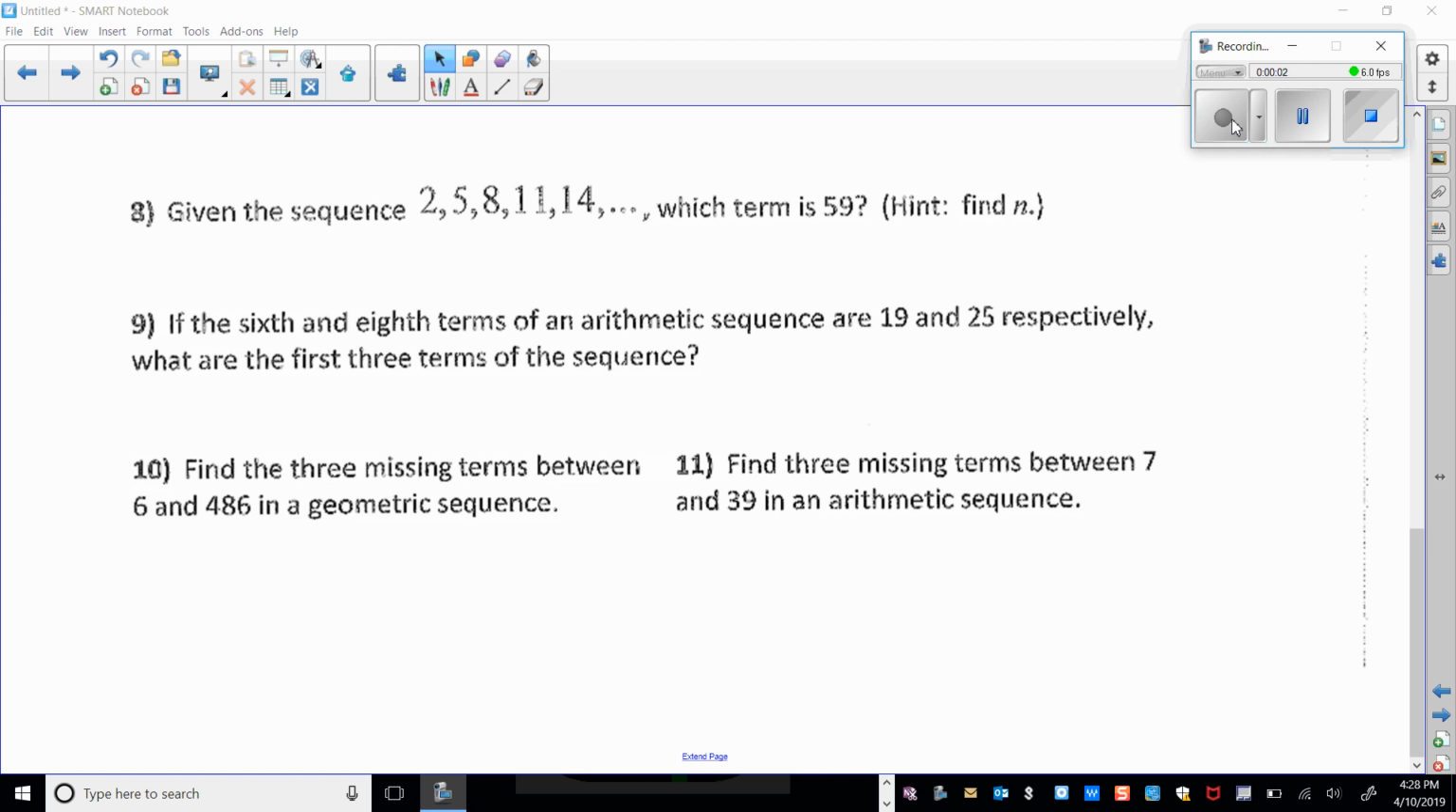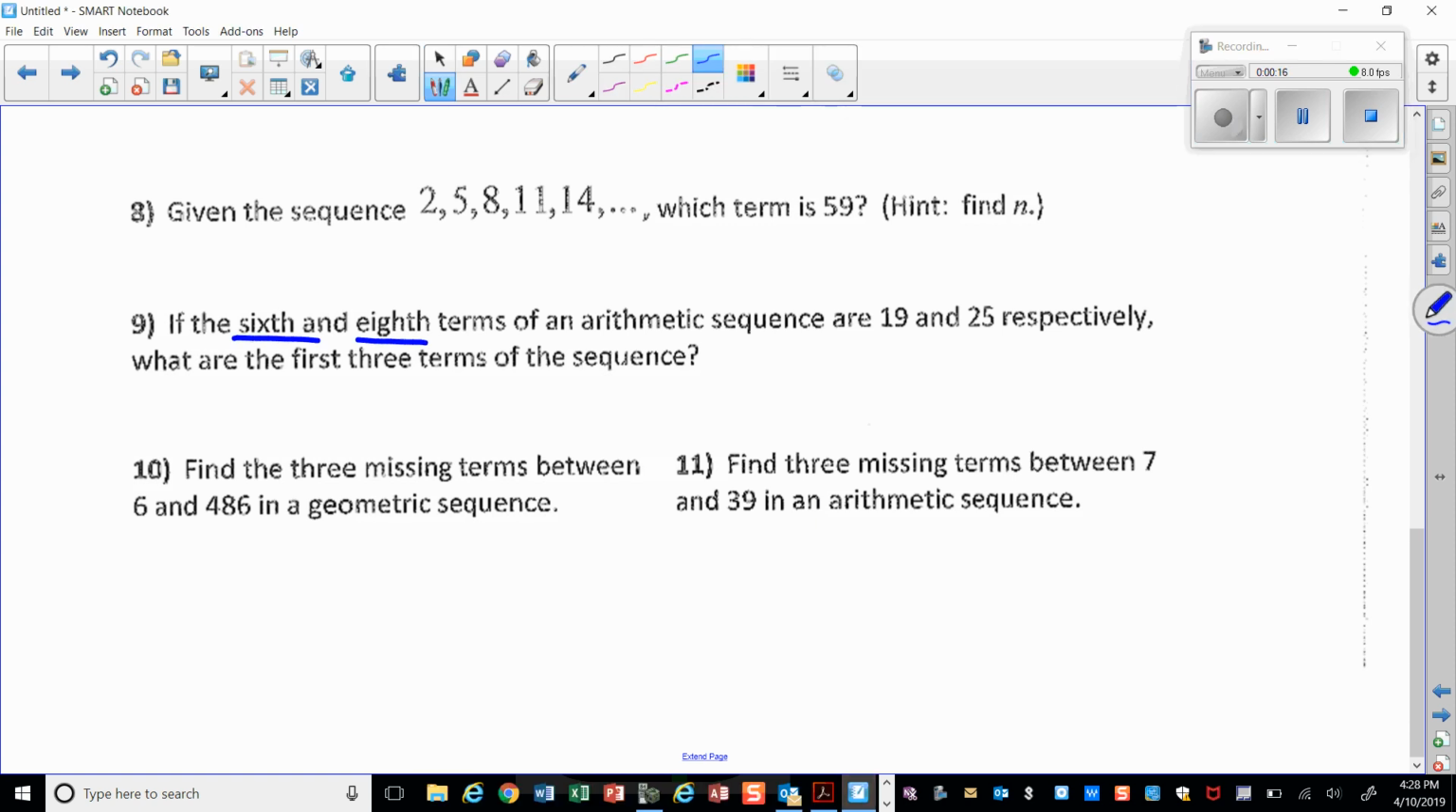Okay, so we want to find the other terms, the first three terms. We know the sixth and the eighth terms. Anytime you have this, it depends what you're given. That means a sub 6 is 19 and a sub 8 is 25, all right?